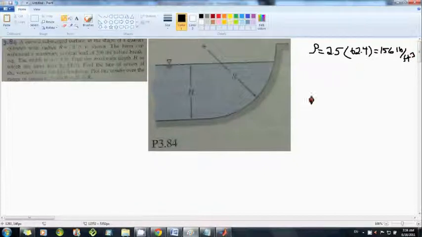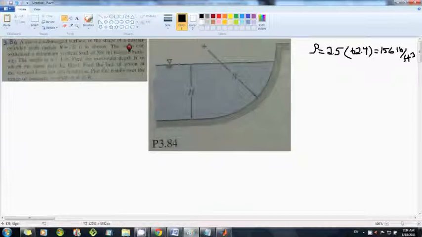So in this problem, what they want to know is what the height is. It says a curved submerged surface in the shape of a quarter cylinder. The radius r of 1 foot is shown. The form can withstand a maximum vertical load of 350 pound force. So the radius is 1 foot.